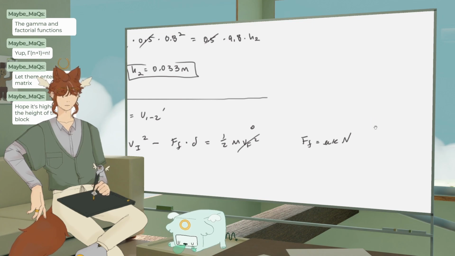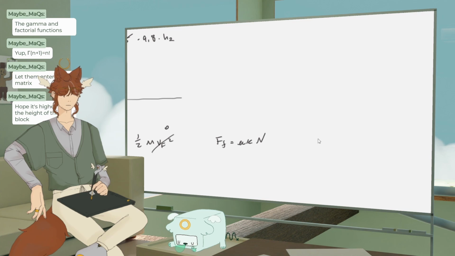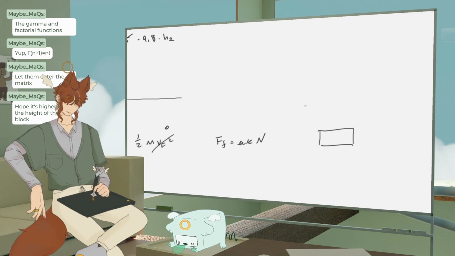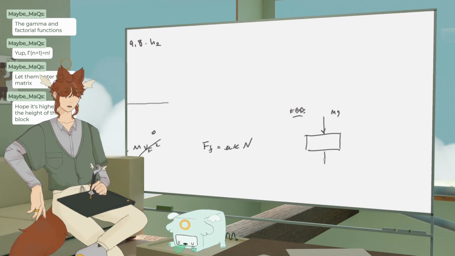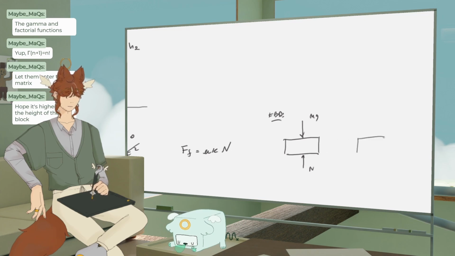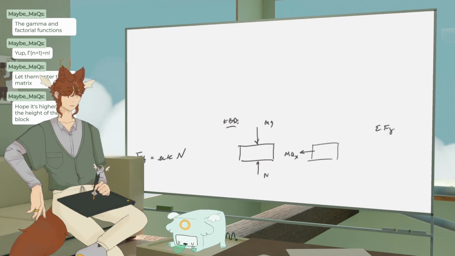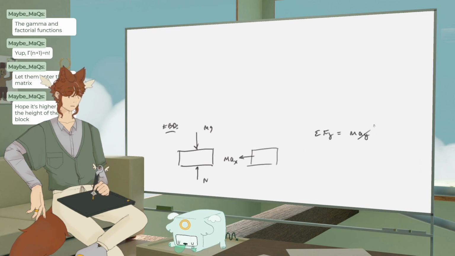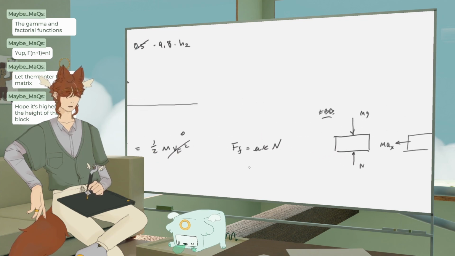We have to do a free body diagram here, which is frustrating because that means extra work. Mg, N. Fine, I'll do an MAD. Sum of Fy equals mass times acceleration y, which is 0. So mg equals N. I love that I had to write all of that just to say F_f equals mu sub k mg. There we go. Okay.